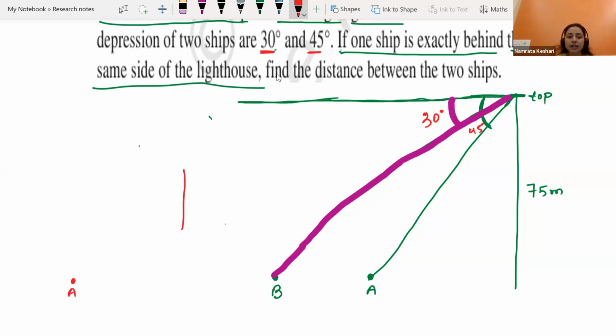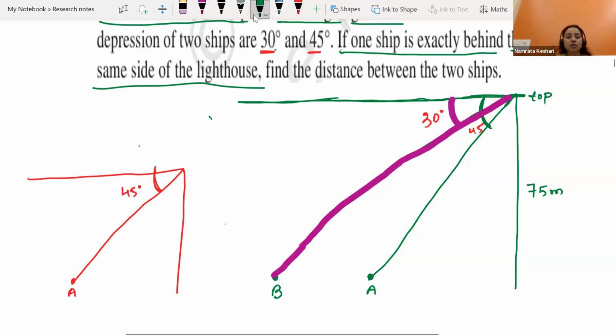Okay, and the lighthouse. As observed from the top, the angle of depression, the complete angle we can see, is 45 degree. If we have to apply the parallel line concept, we will draw the ground level through A, of course. Now we are saying that if that angle is 45 degree, then this will also be 45 degree.